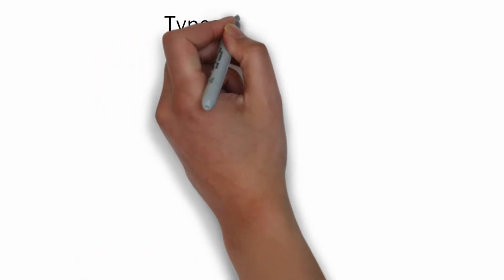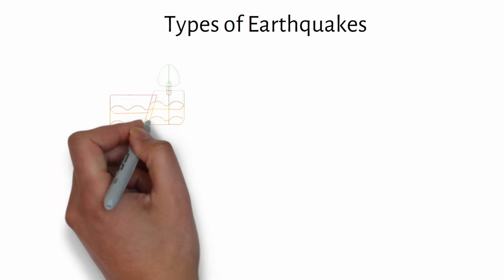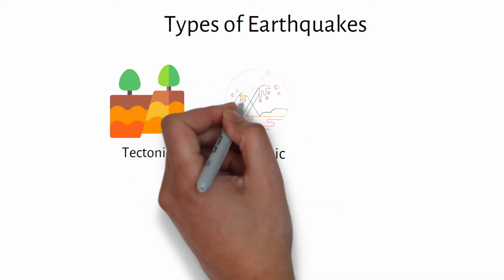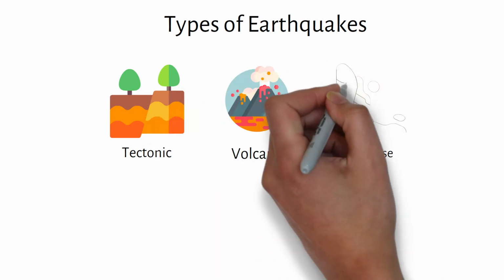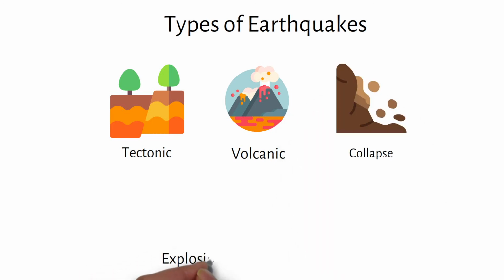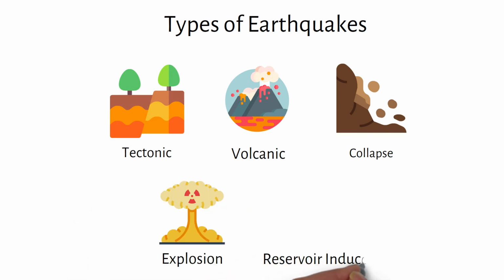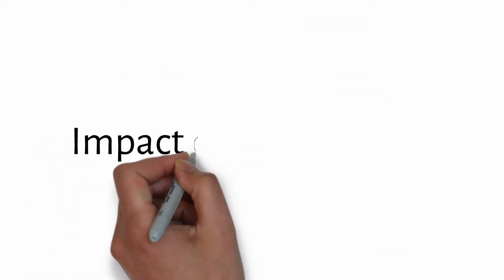What are the different types of earthquakes? Tectonic earthquakes, which are normal sliding of rocks. Volcanic, which are confined to areas of active volcanoes. Collapse earthquake, which happens in mining areas. Explosion-based earthquakes, which occur due to chemical or nuclear blasts. And reservoir-induced earthquakes.